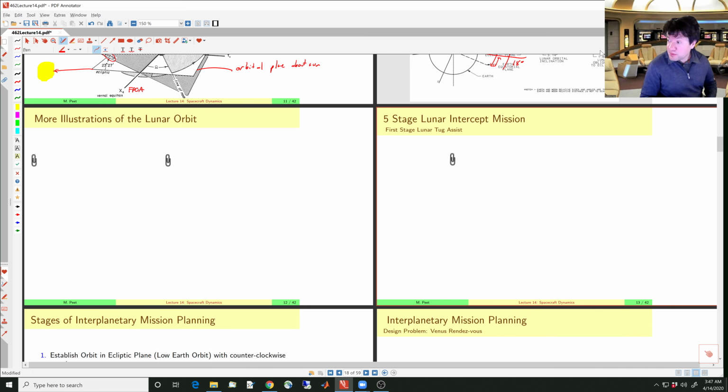Anyway, so at this point I will pause and restart in a minute to allow you to take a break and digest this bit of information. We'll start again in a minute with the interplanetary mission planning part.